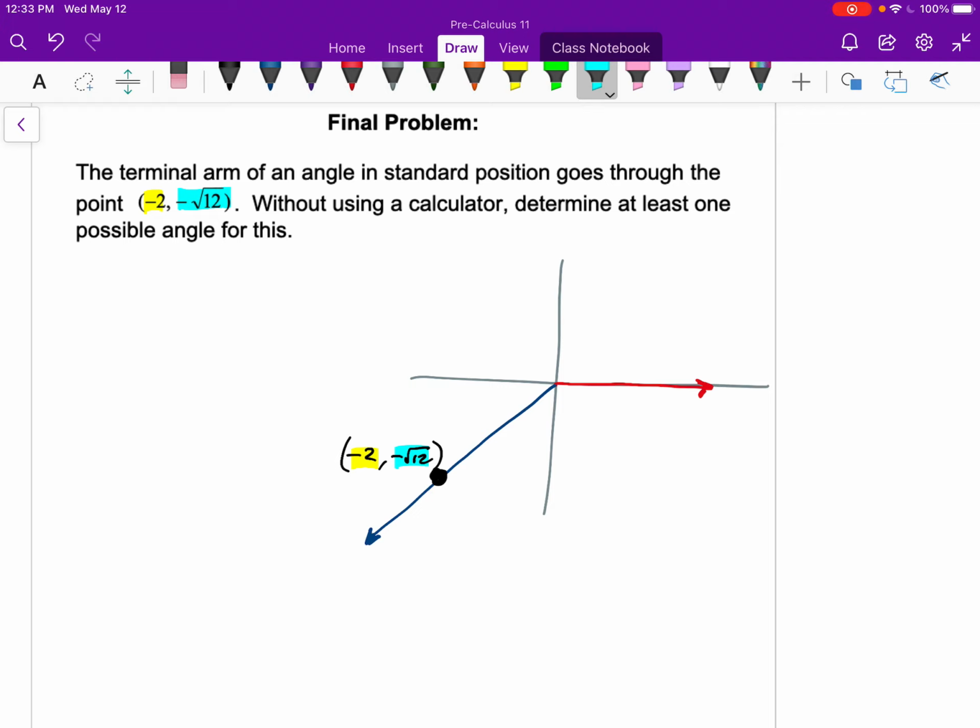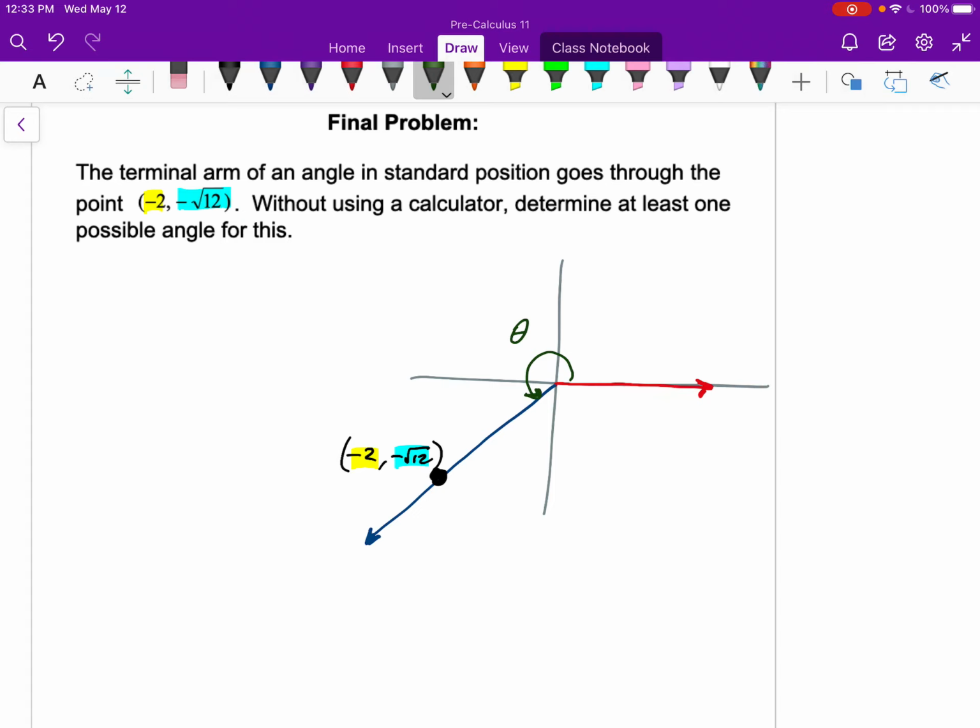And the question's saying, without using a calculator, determine at least one possible angle. I say at least because this is probably the most straightforward angle to visualize. But again, how do we know it's not going this way? And we don't. There's always more than one possibility. But I'll stick with this, and I'll call that angle theta. All right, so how can I figure out that angle? Even with a calculator, but I don't need one.